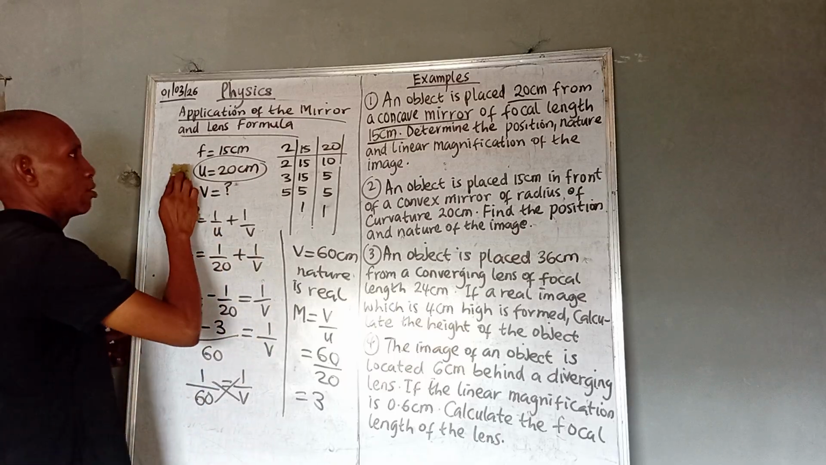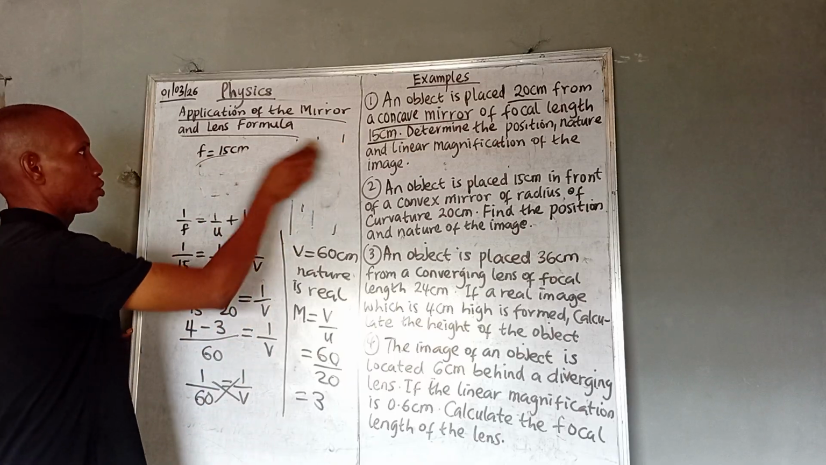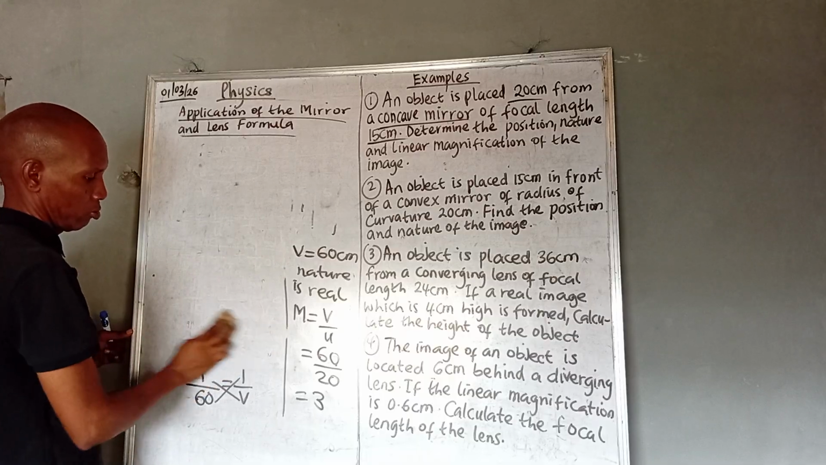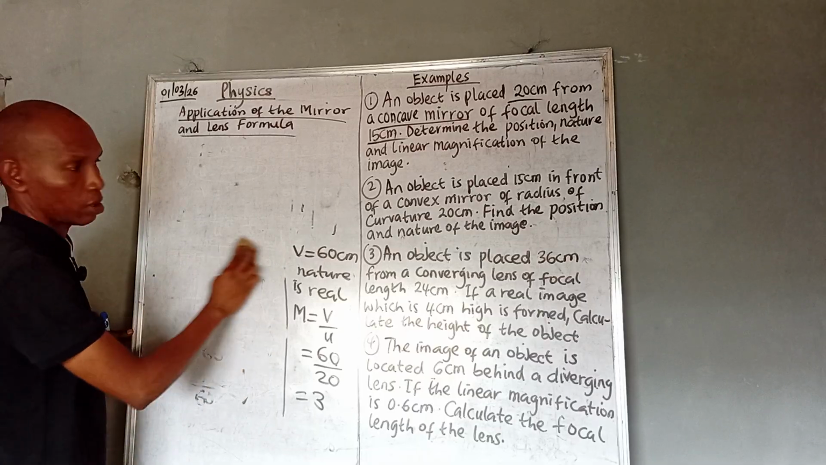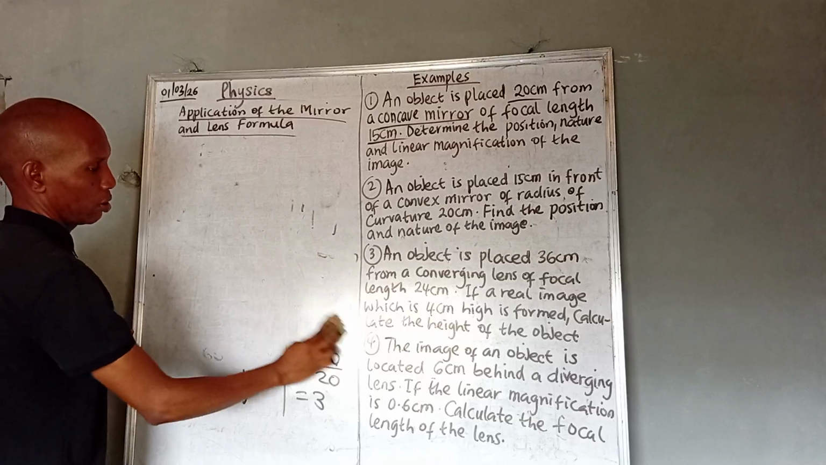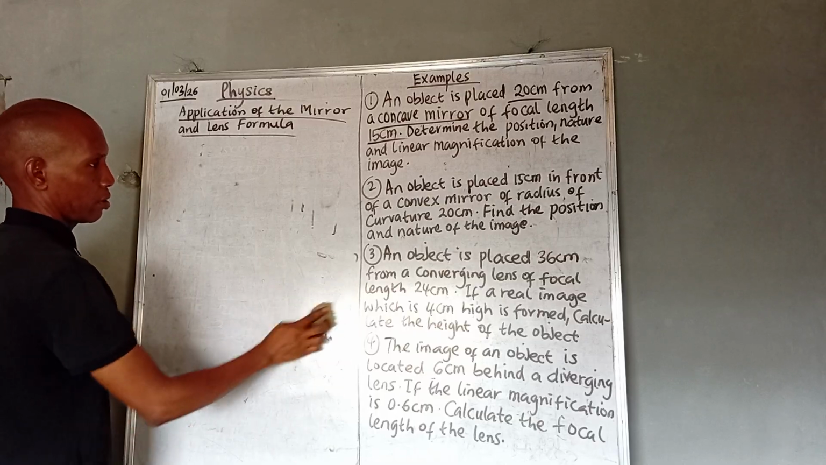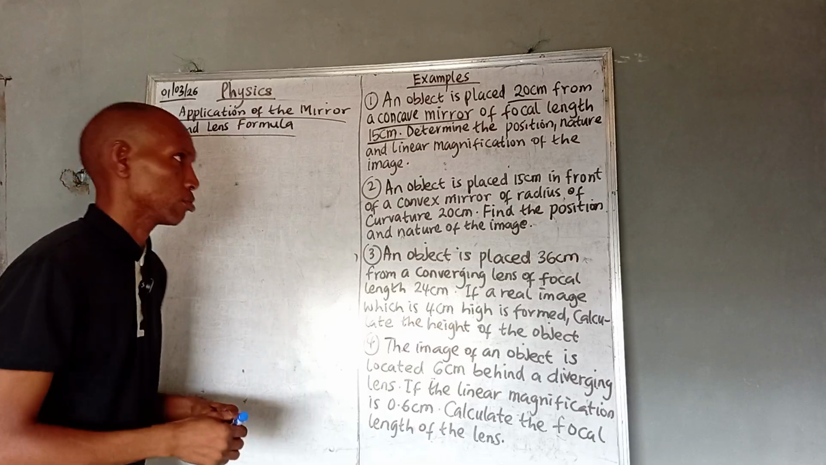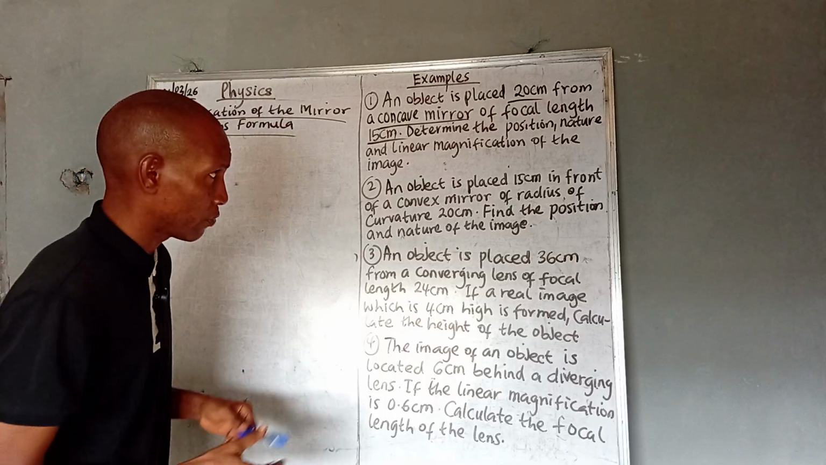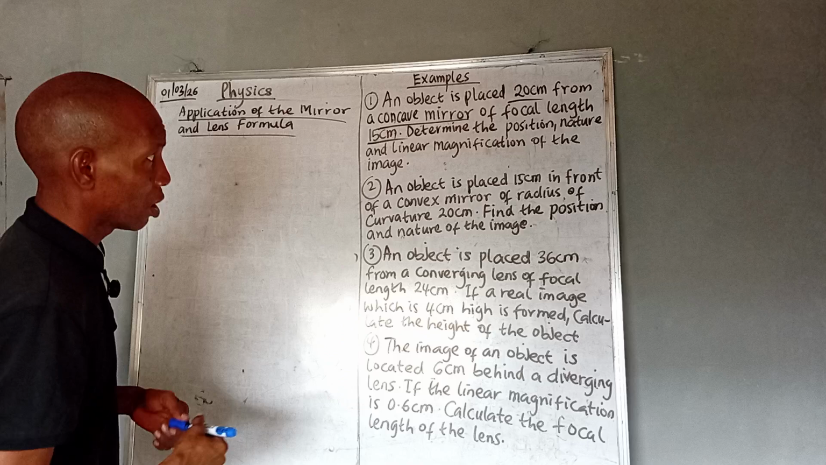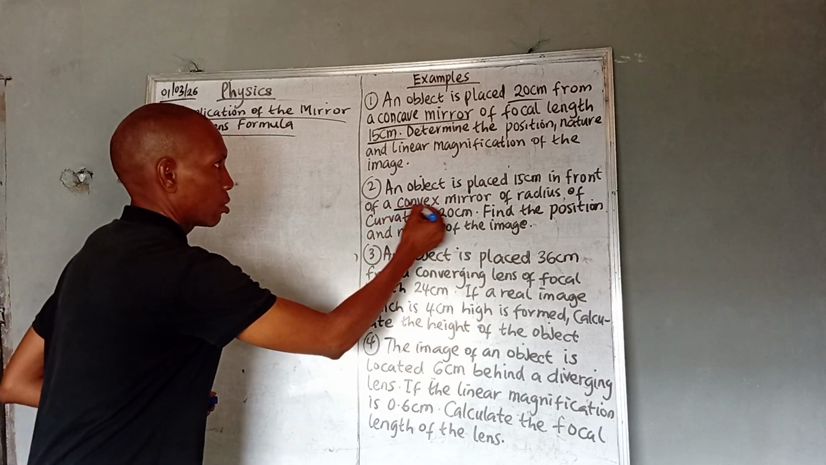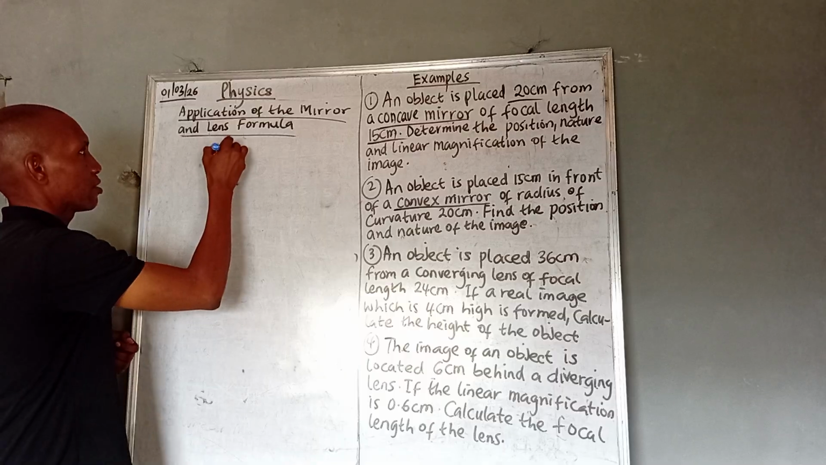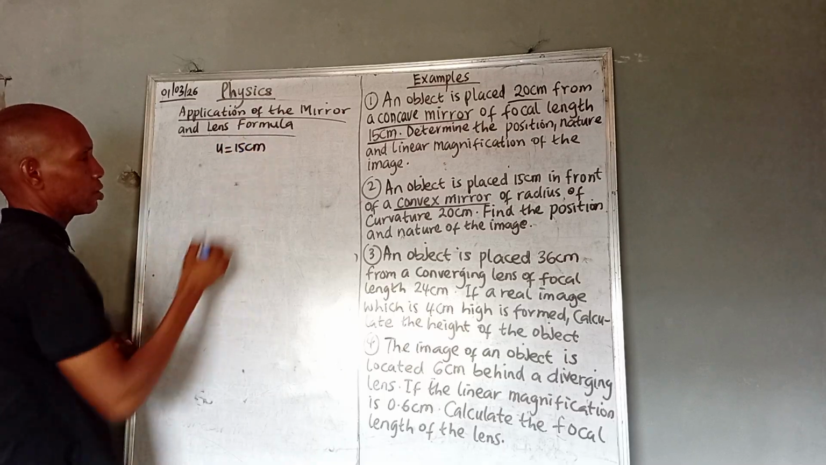Let's take question number 2. We are going to clean off the working for the first one. Let's take question number 2. We are told an object is placed 15 centimeters in front of a convex mirror. Don't forget, this time the mirror is convex and the object distance is now 15 centimeters.